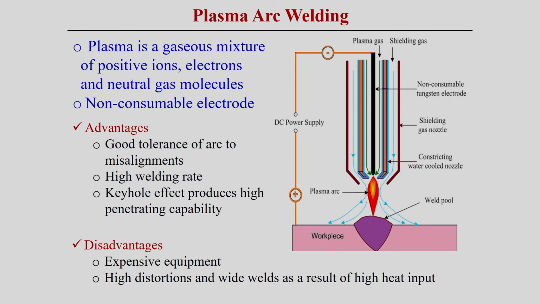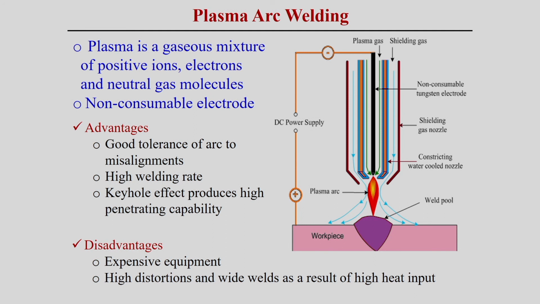High welding rate, and keyhole mode can also be created by the high penetrating capability. So, sometimes we can use it, although plasma arc welding machine cost is low as compared to the laser. Sometimes we take certain advantage of the plasma arc welding process and we can compare it with the laser welding process, because in plasma arc welding it is possible to generate the keyhole.